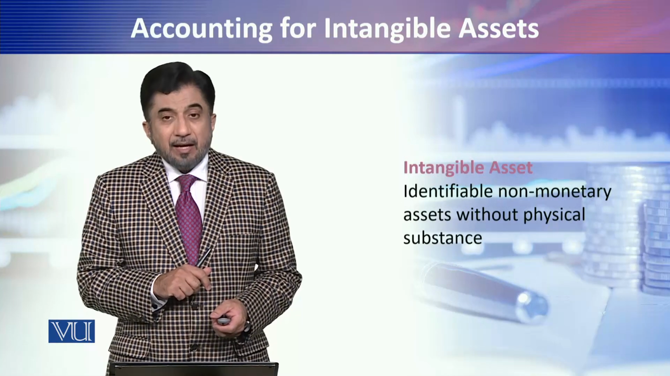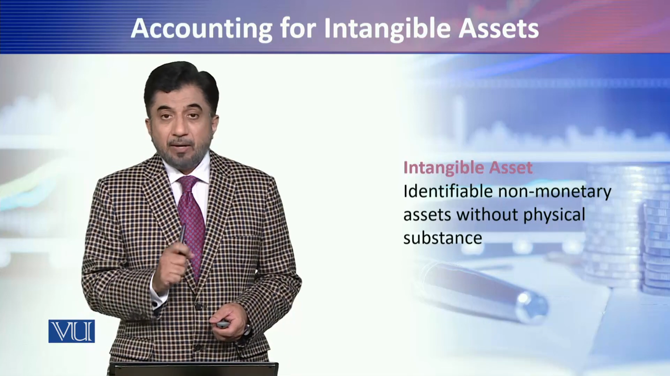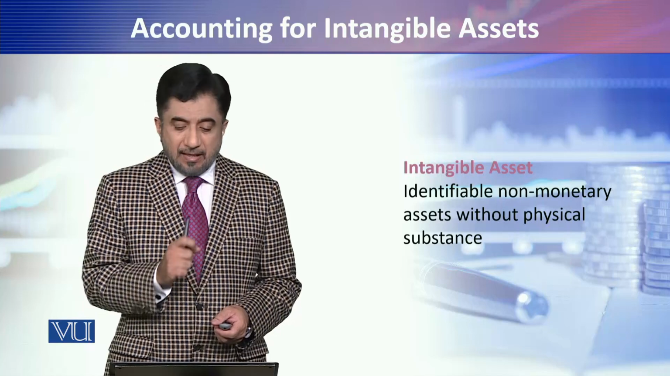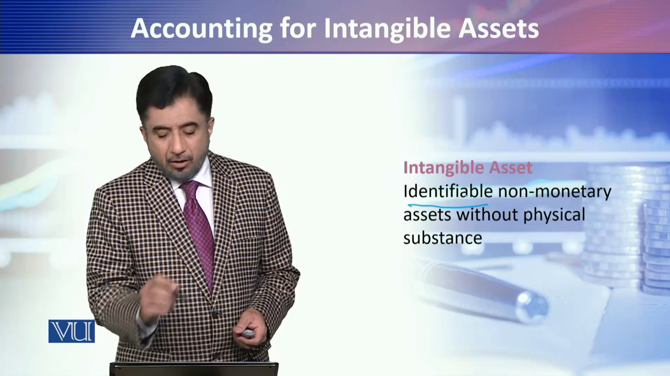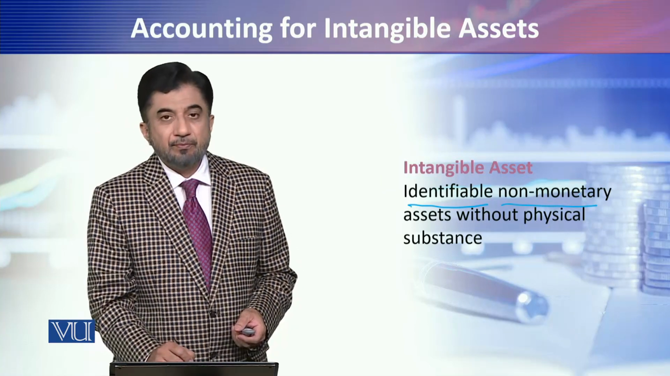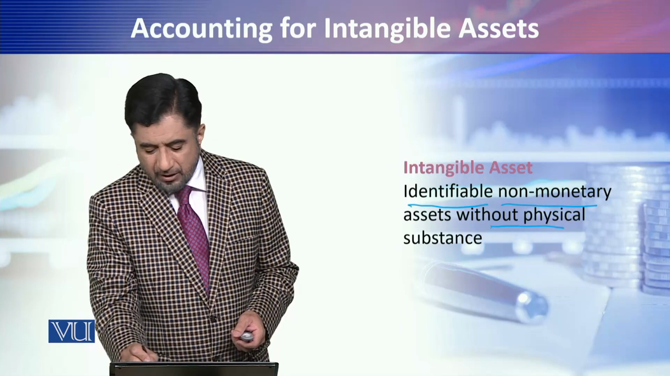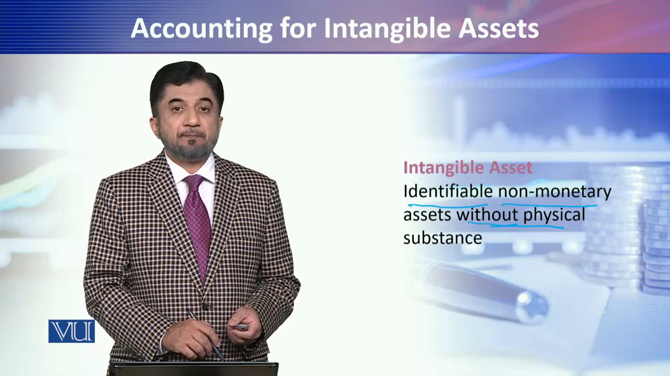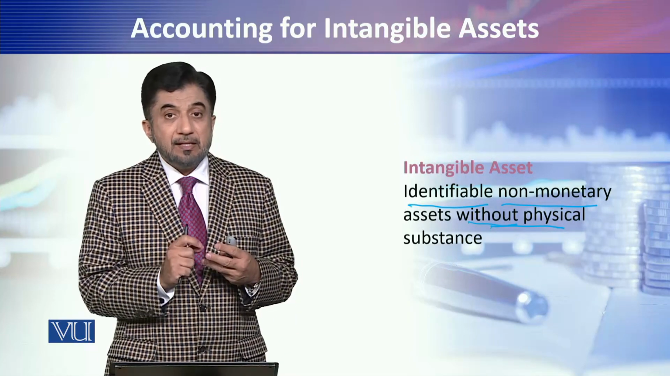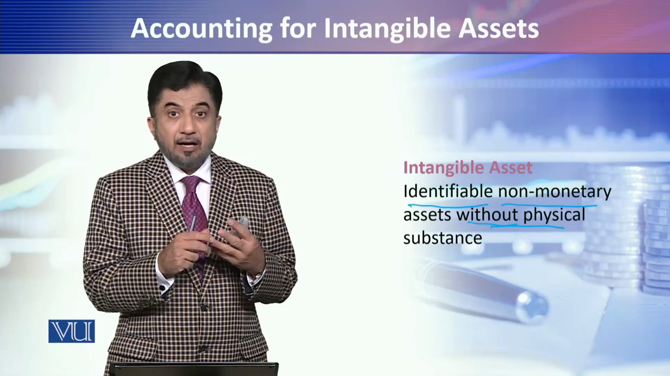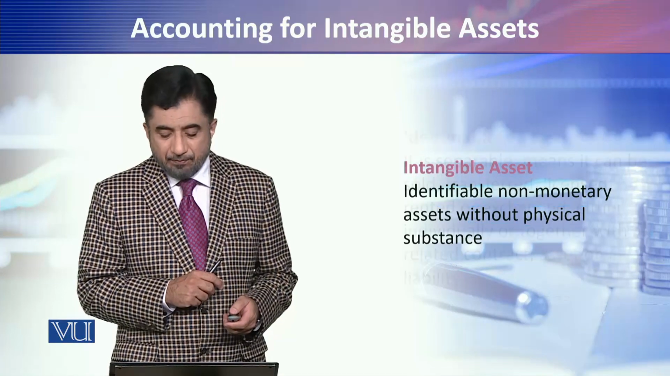Now the definition of intangible asset is very important to understand. This definition tells us that it is an identifiable, number one, non-monetary asset, number two, and an asset with no physical substance, number three. So these are the three points that we will keep in mind: intangible assets are identifiable, non-monetary, and have no physical existence.